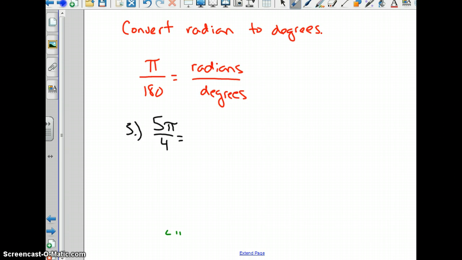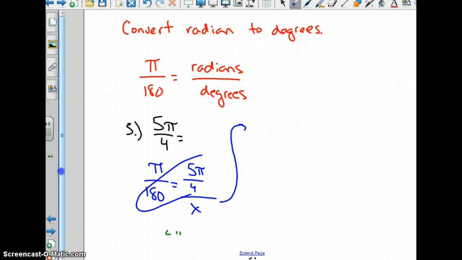So now we just do the same things we've done before. I'm going to extend the page a little here. Well, that's not working as well as it should here. So if we can't extend the page, that's a pain. But we'll just do the same things here. We're going to do pi over 180 equals, now in this case we have 5 pi over 4 over the degrees, that's the x. Now I'm just going to move on over here and cross multiply again.